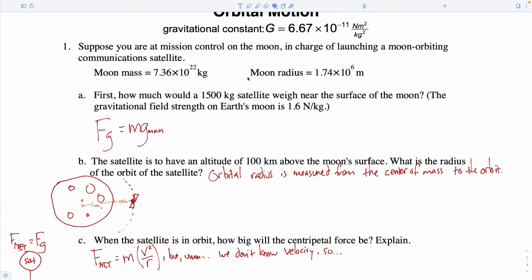Okay, so 1A asks you, what would the force of gravity be acting on a 1,500 kilogram satellite on the surface of the moon? Well, if it's on the surface of the moon, you can use the gravitational field strength for the moon, which is little g for the moon, and it tells you what that is. Force of gravity equals mass times little g, so there you go. That one's quick and easy.